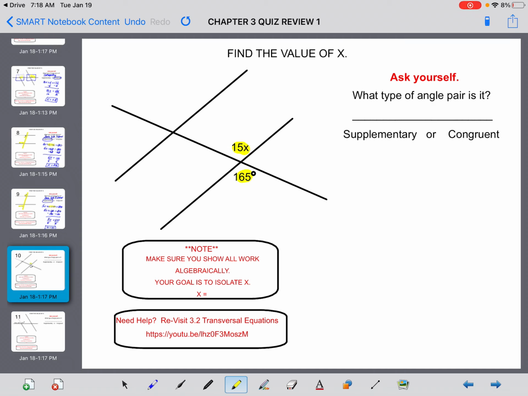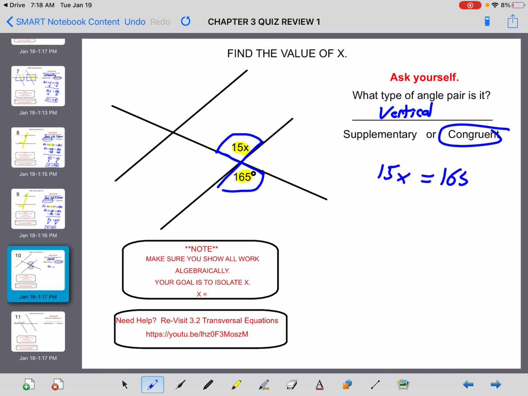Okay, here we have an interior angle and an exterior angle, but what do you know? They make your bow tie, which means they are vertical. Vertical angles are congruent, so you set them equal to each other. 15x equals 165. Here's your one-step equation. Divide both by 15, and x equals 165 divided by 15 is 11.